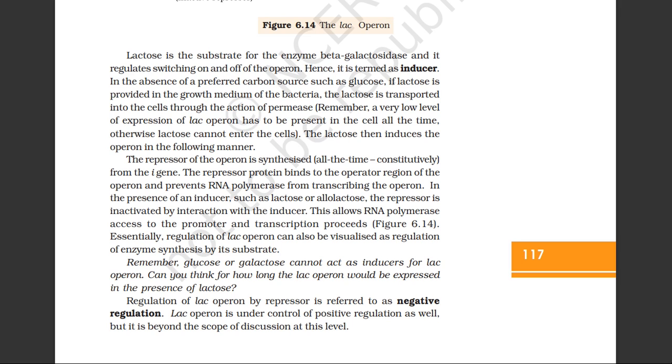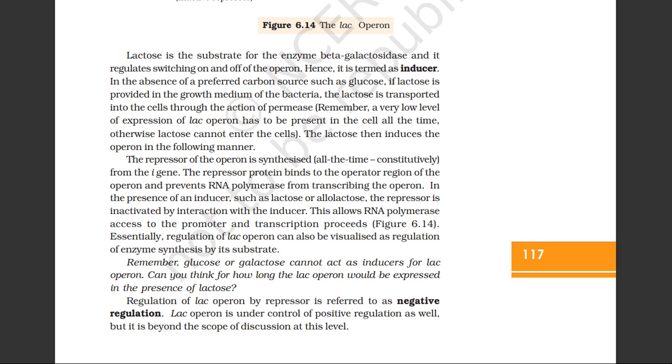The repressor of the operon is synthesized all the time constitutively from the i gene. The repressor protein binds to the operator region of the operon and prevents RNA polymerase from transcribing the operon. In the presence of an inducer, such as lactose or allolactose, the repressor is inactivated by interaction with the inducer. This allows RNA polymerase access to the promoter and transcription proceeds, figure 6.14.